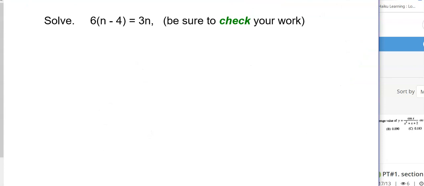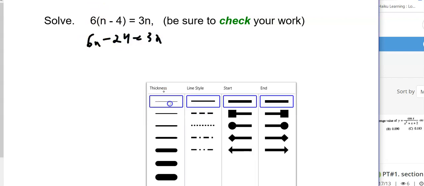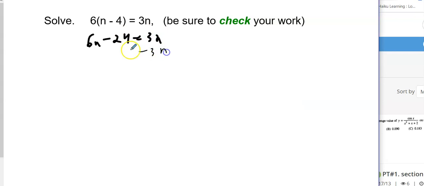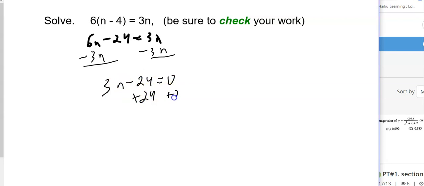So let's just solve this one like we already solved. Maybe you distribute there, and get 6n minus 24 equals 3n. Maybe subtract 3n, so we get 3n minus 24 equals 0. Add 24. Notice I'm showing my work. It's a good idea to do that. You'll make a lot fewer mistakes if you do. Divide by 3, and you get n equals 8.